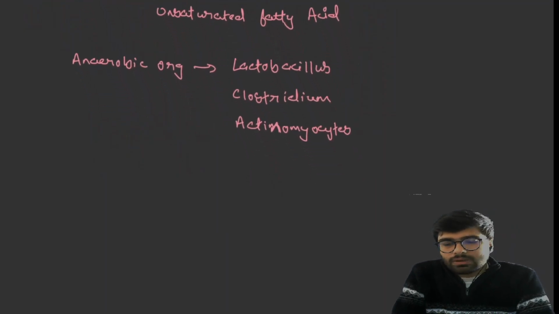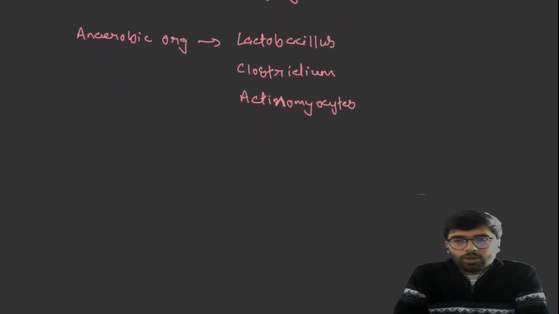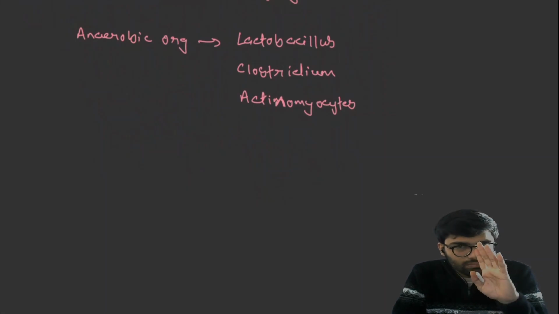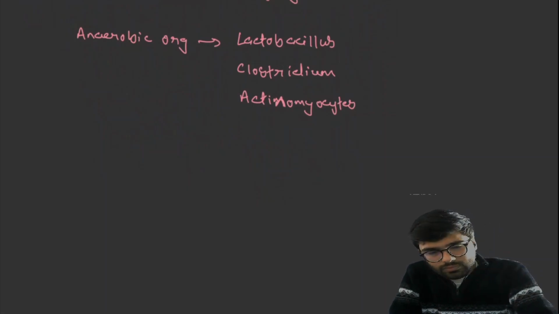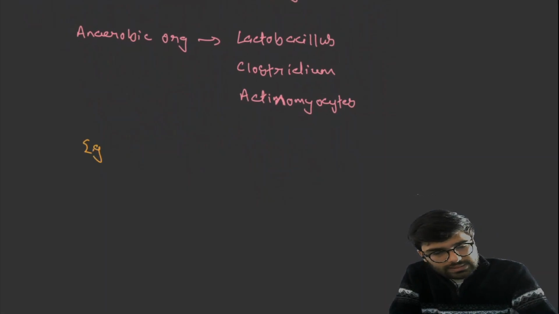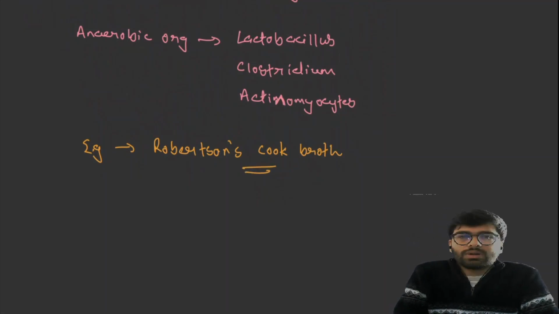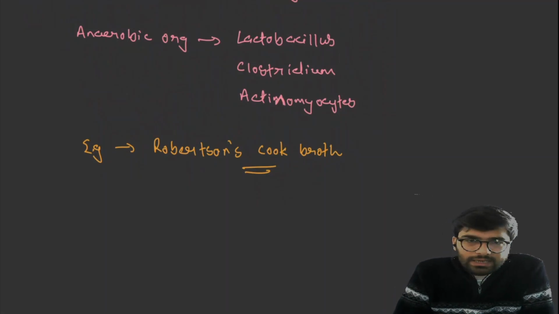Now, the main example of anaerobic media is Robertson's cooked meat broth. You just have to remember this one example, Robertson's broth. Example is Robertson's, you can remember cooked meat broth. Robertson's broth. Okay, so with this, we come to an end of classifying conventional culture media into 7 subcategories.